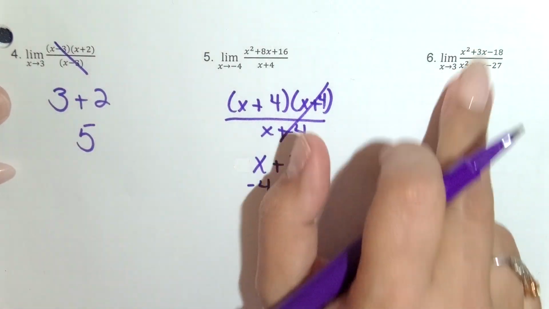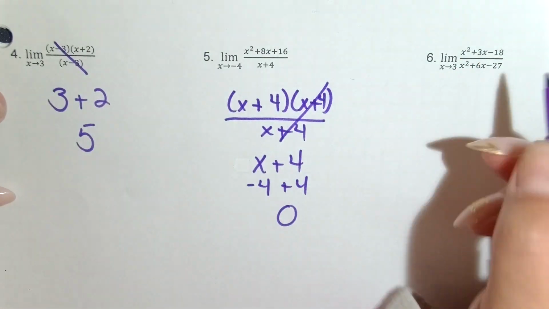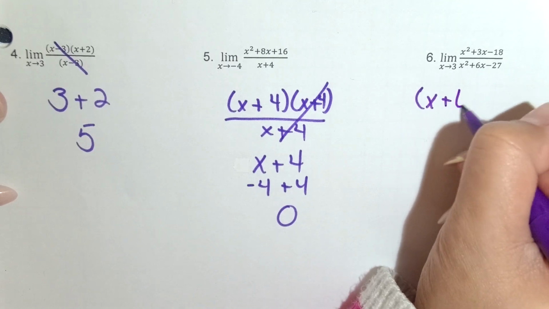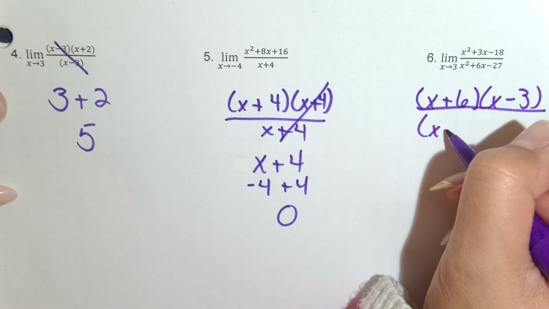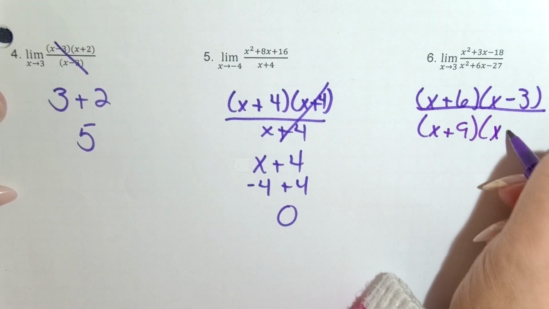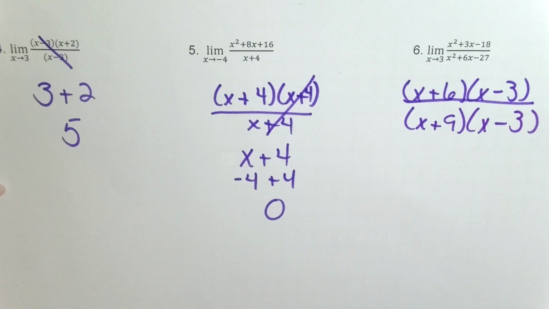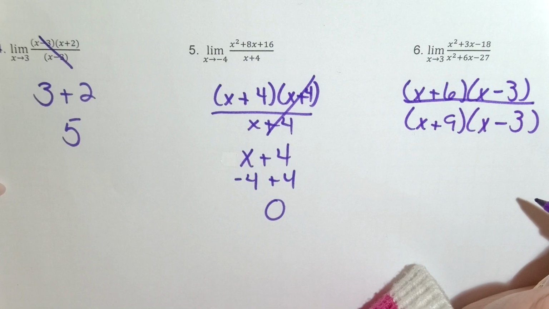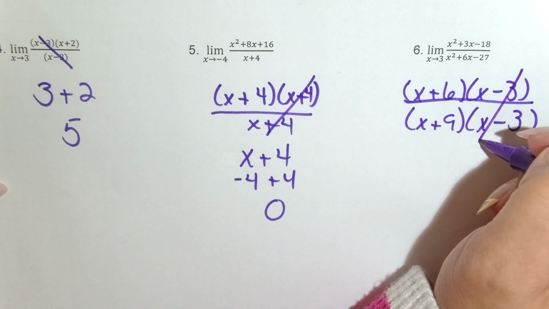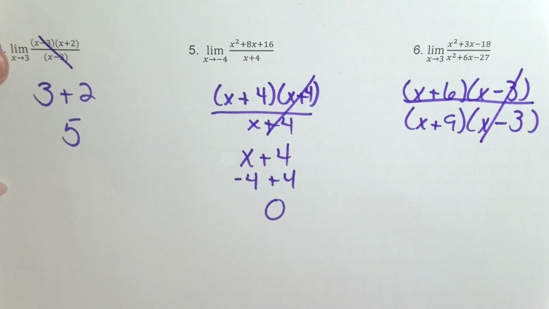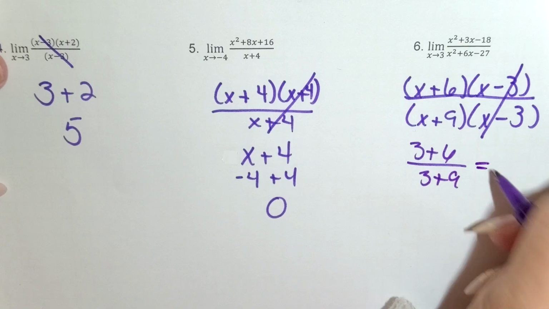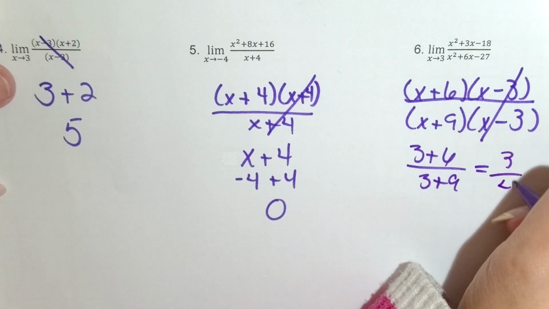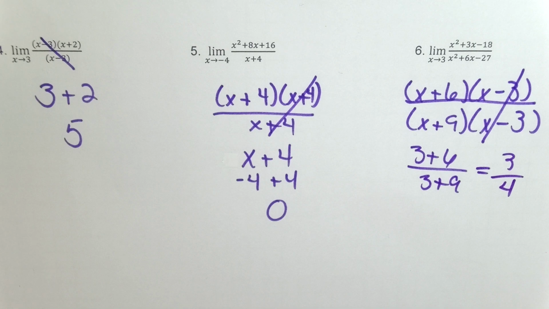All right, last but not least, you would also get error on this one. So you need to factor. We have x plus 6, x minus 3, over x plus 9, x minus 3. What should I do? Cancel. And then substitute in. So we have 3 plus 6 over 3 plus 9. And that would give you, I think, 3/4. Can somebody put it in their calculator to double check? Please.